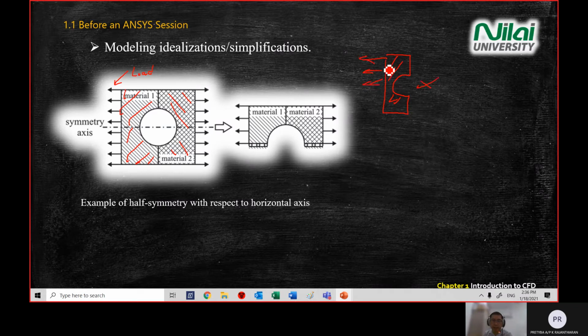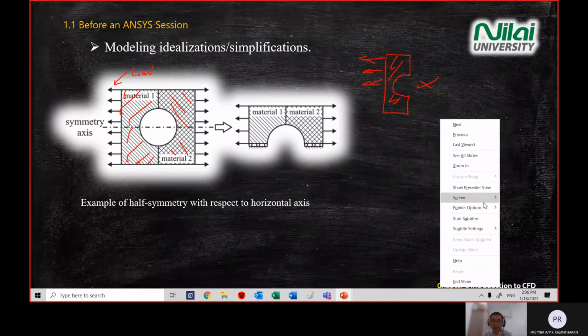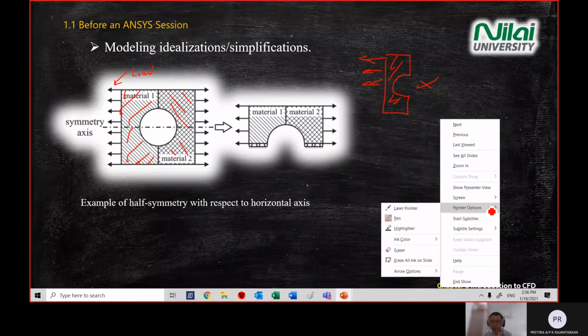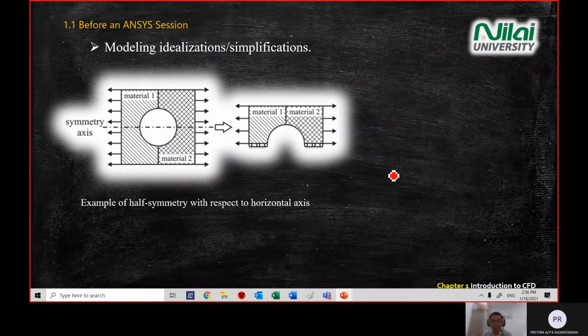You cannot do this one, it is the wrong simulation. But what you can do is the one you see on the screen here, where you cut the model in half, where you simulate material one and material two with the loading on both sides, and there's a constraint in the middle. So this is how you simplify your model in the symmetry cases.